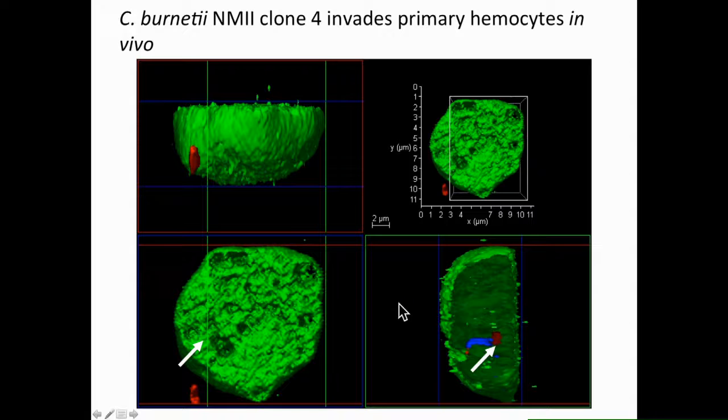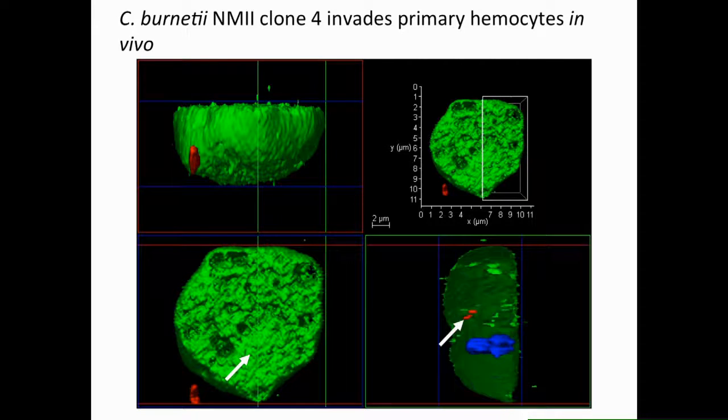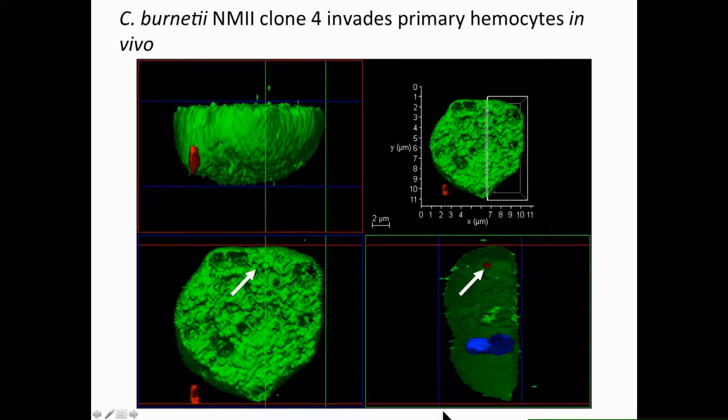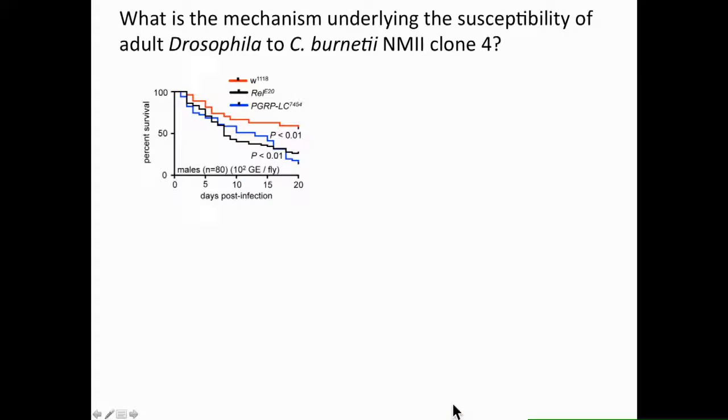So looking at the cross-section, again, we can see indeed intracellular bacteria, and this is very soon after 20 hours post-infection, so we do see the presence of bacteria inside these cells. And again, just moving through the cross-section, we see 3 separate instances of bacterial infection in these primary hemocytes.